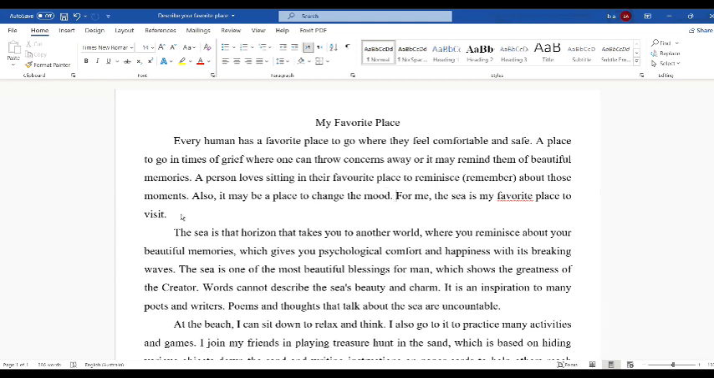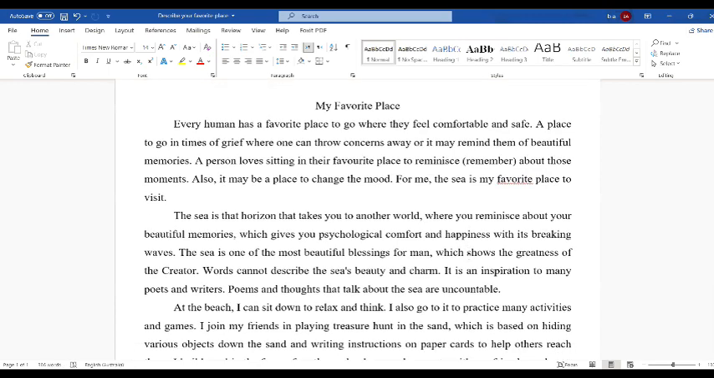When I go to the last sentence of the introductory paragraph, this will be a thesis statement. Okay, so this is called thesis statement. For me, the sea is my favorite place to visit. You see how this sentence is direct, how it is specific, it is not general at all. Okay. So the thesis statement must be direct and specific and simple. Okay? So when I read only the thesis statement in your whole essay, I will understand the idea of your writing. Okay? You see how the thesis statement is important? Okay, so this is the introductory paragraph.